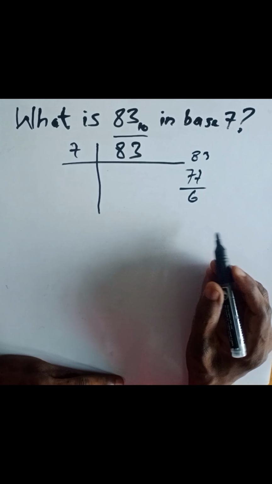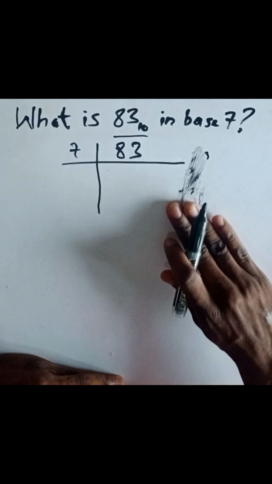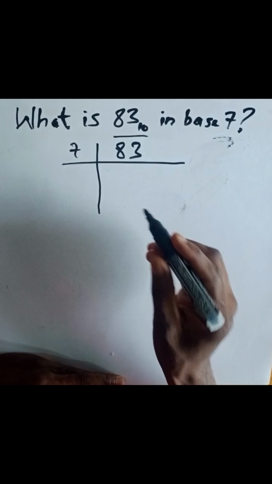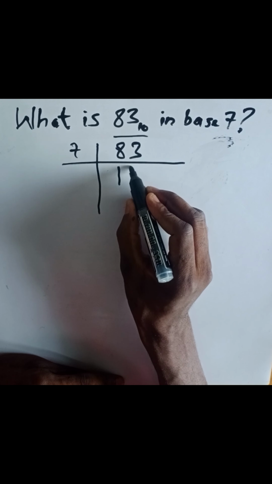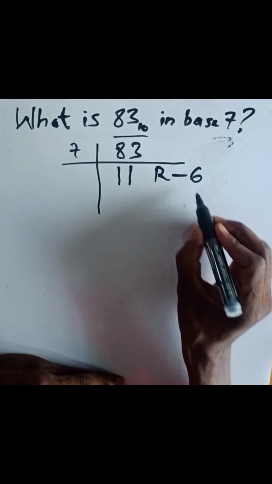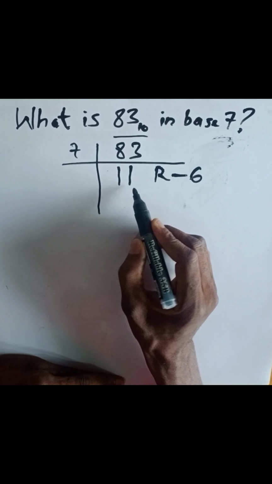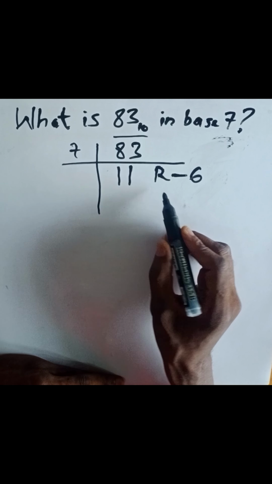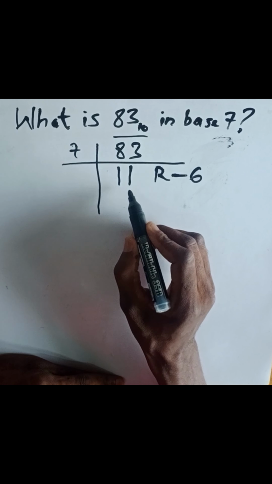And this 6 is not up to 7, right? So that tells us that our quotient here will be 11, while our remainder will be 6. 7 multiplied by 11 will be 77. So 83 minus 77 will give us a remainder of 6.